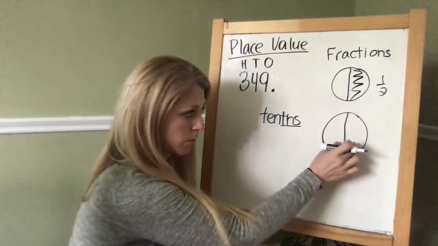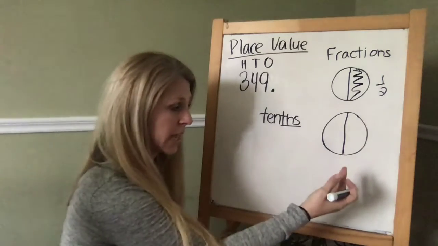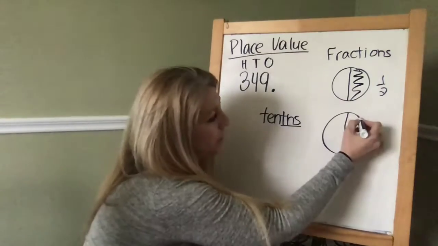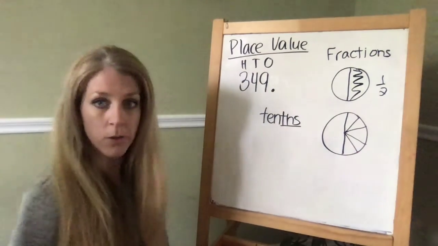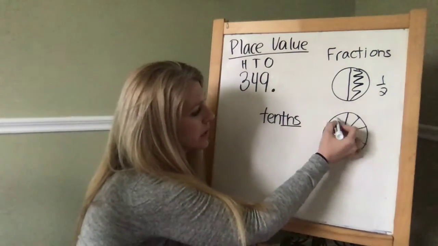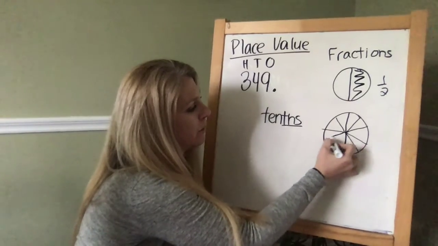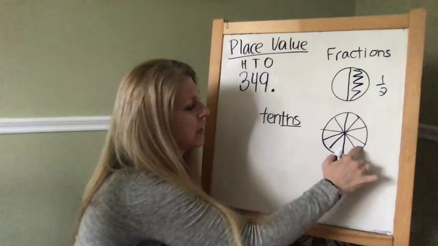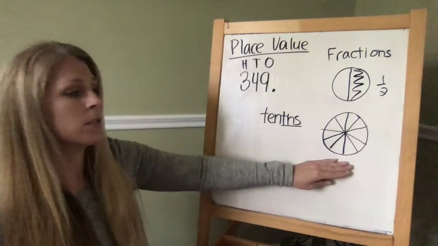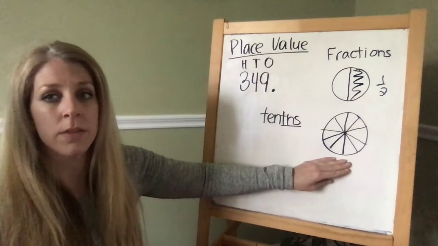So I'm going to start with half, and I know half of 10 is 5. So if I split these, and it's not going to be exactly perfect, but it can be close. I've got 5 on this side, so I better make 5 on this side. So now I have 1, 2, 3, 4, 5, 6, 7, 8, 9, 10 pieces. So this fraction circle would show tenths, right?